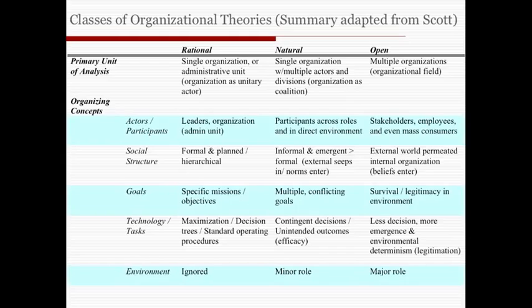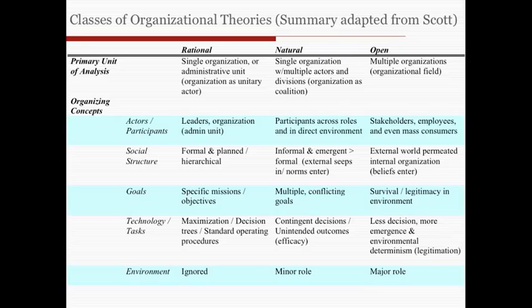The goals in a natural system tend to be multiple. We don't just have one clear one. There tend to be multiple ones, and some of them even conflict. The tasks are sometimes less planned. They have contingent decisions and unintended outcomes of organizational processes where things end up somewhere else than planned. And finally, the environment has a minor role here. It's relevant, but it doesn't have the full-blown role that we'll see with an open system view.